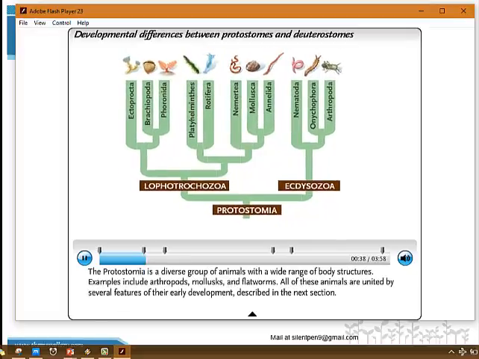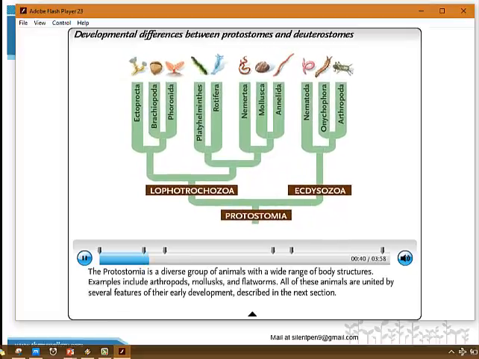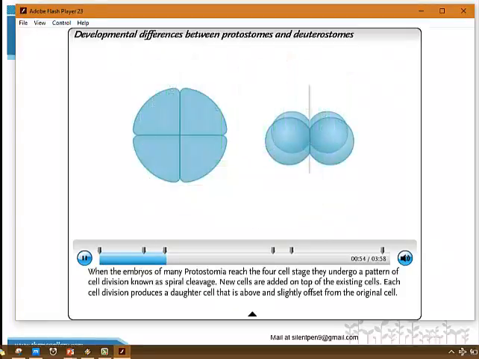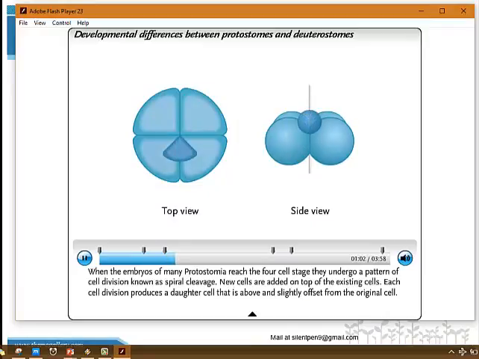The Protostomia is a diverse group of animals with a wide range of body structures. Examples include arthropods, mollusks, and flatworms. All of these animals are united by several features of their early development, described in the next section. When the embryos of many Protostomia reach the 4-cell stage, they undergo a pattern of cell division known as spiral cleavage. New cells are added on top of the existing cells. Each cell division produces a daughter cell that is above and slightly offset from the original cell.